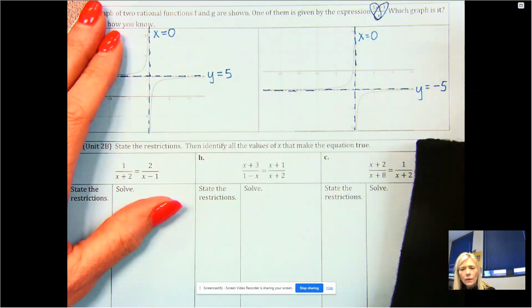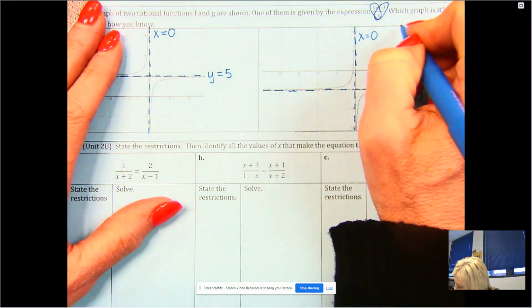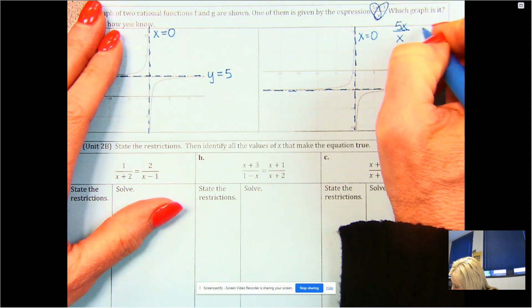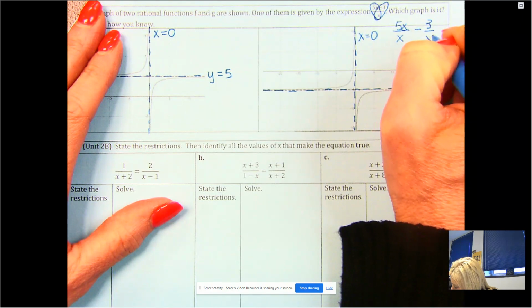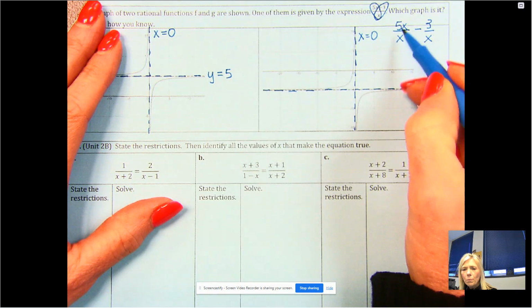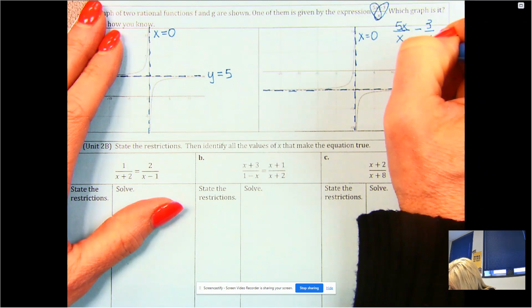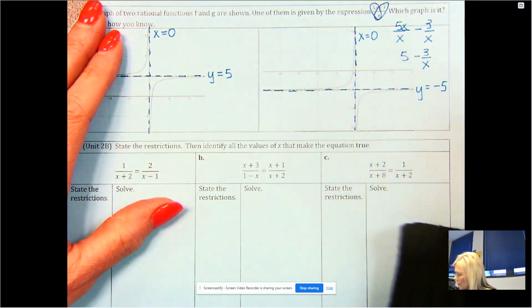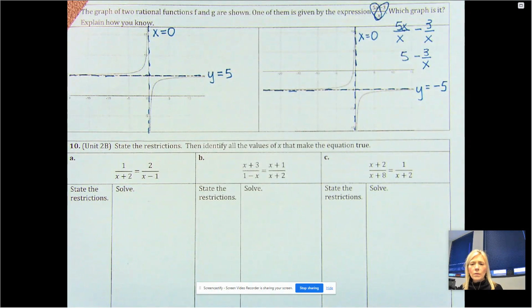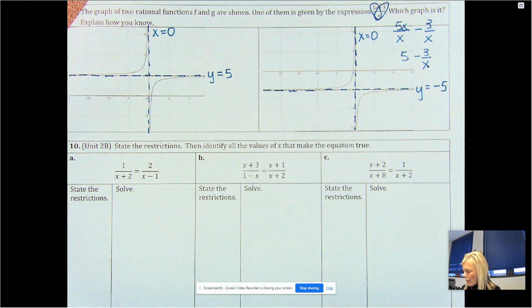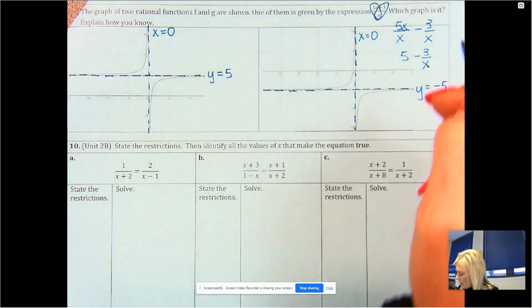So you're like distributing the divide by x. So 5x divided by x minus 3 divided by x. So this can be simplified. 5x divided by x is just 5. And then minus 3 divided by x. Okay, so I can tell this does have a vertical asymptote at x equals 0 because of the x by itself in the denominator. And it has a horizontal asymptote at y equals 5.